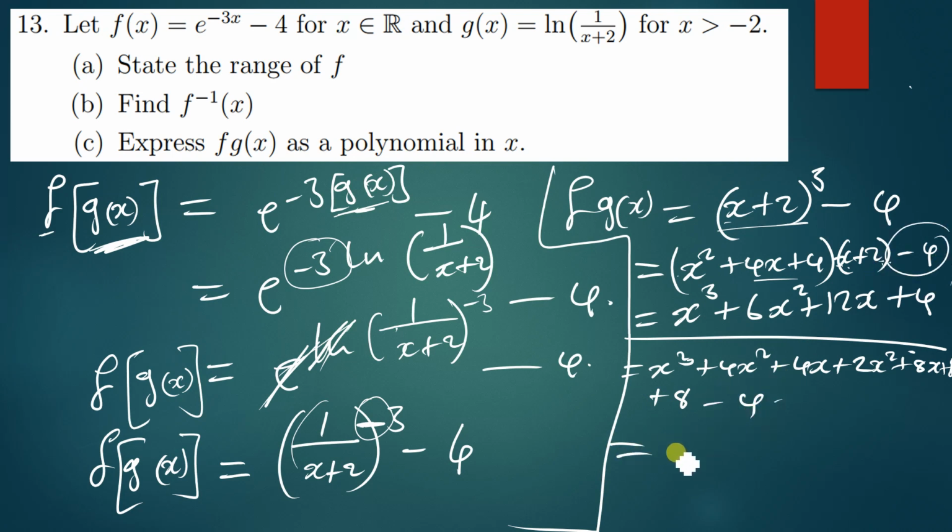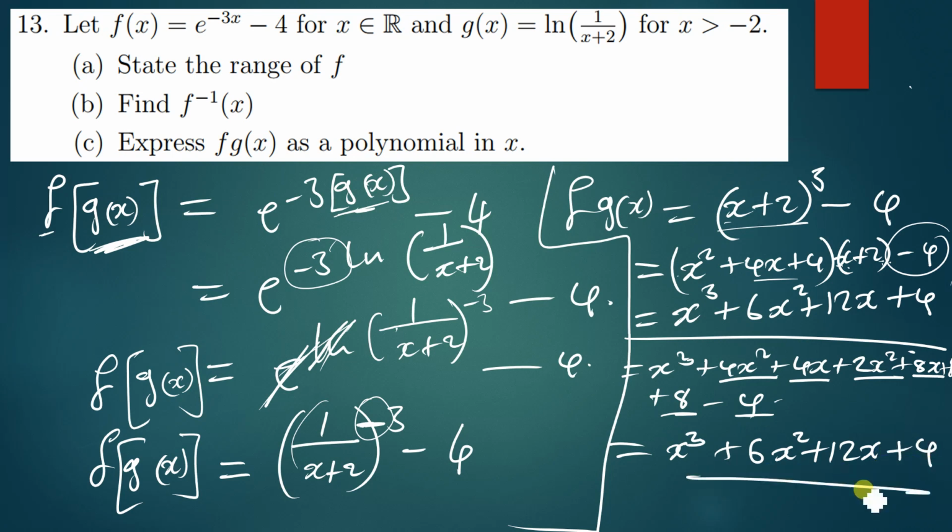So when you simplify this, we're going to get x to the power 3. 4x squared and 2x squared will add up to 6x squared. Then 4x and 8x will add up to 12x. Then we have 8 minus 4 there, which gives us what? Positive 4. So this is the solution.